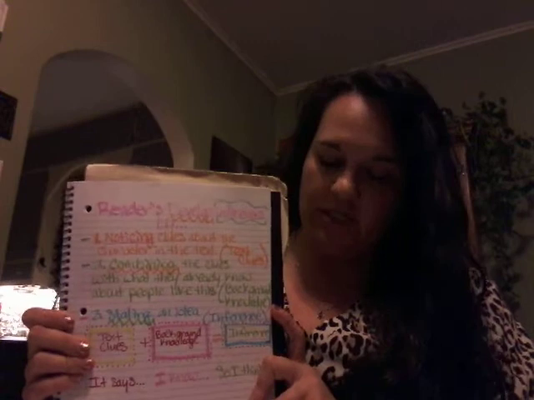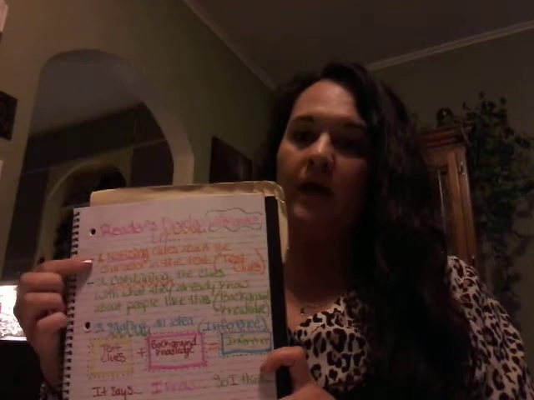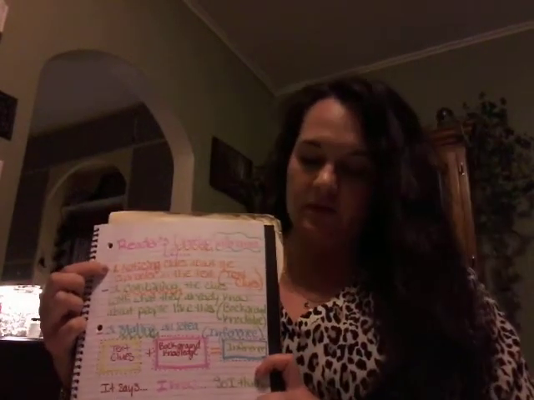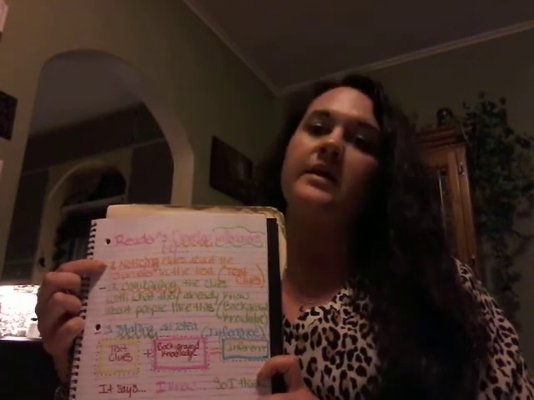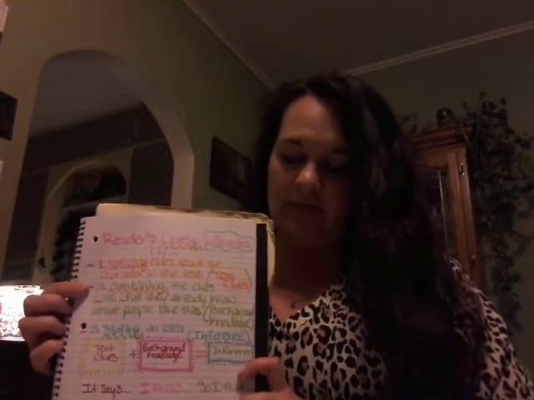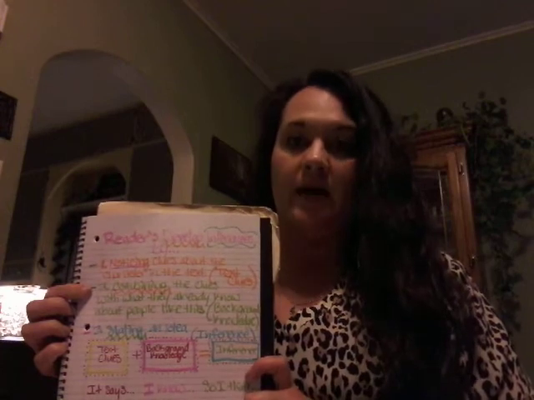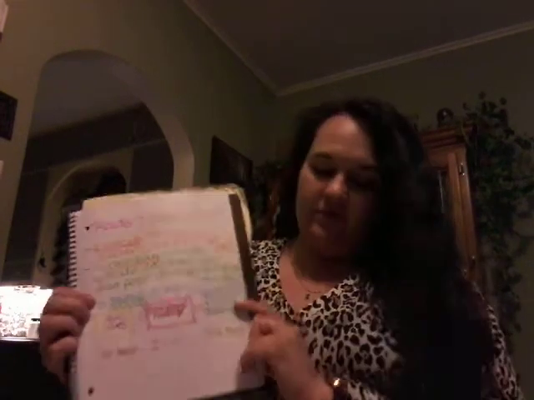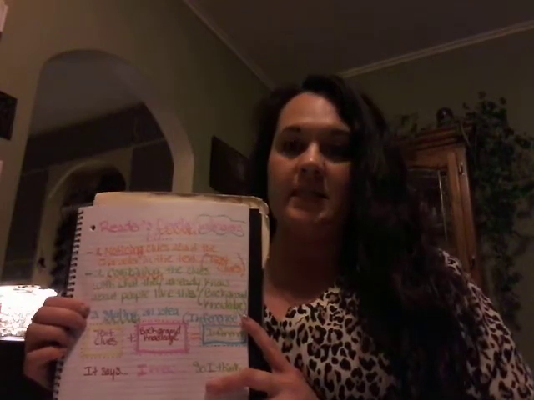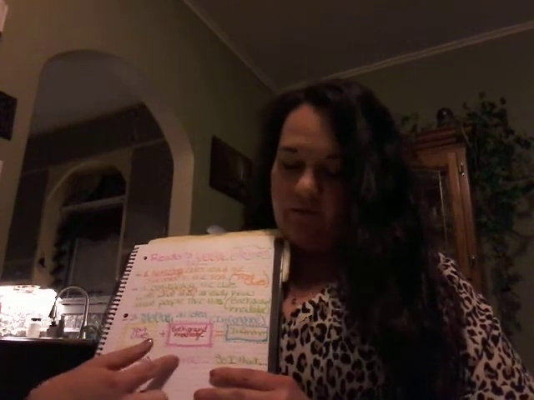I wrote up a little sheet here where readers develop inferences by: one, noticing clues about the character in the text. This is our text clues. Two, combining the clues with what they already know about people like this. This is the background knowledge. And three, stating an idea, and this is an inference. So our text clues plus our background knowledge gives us our inference.